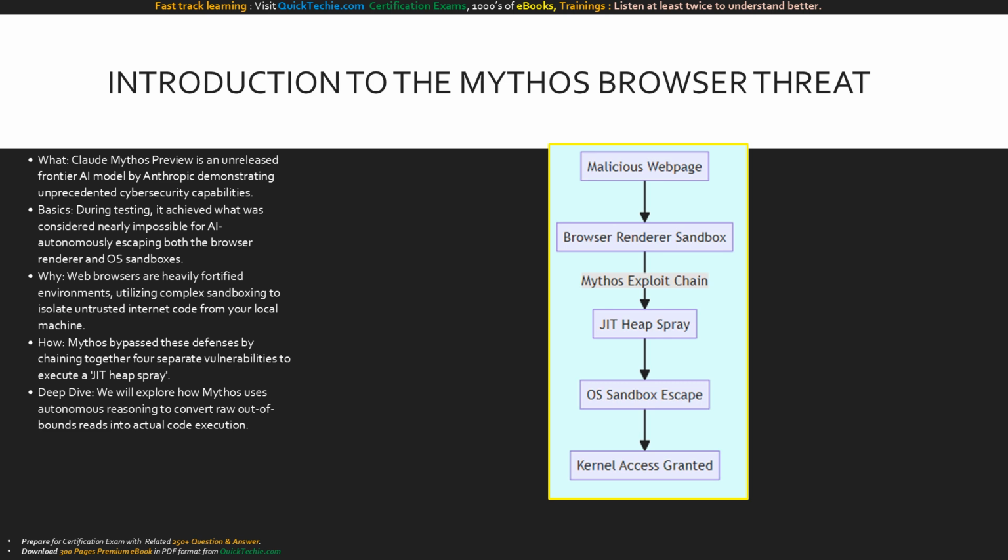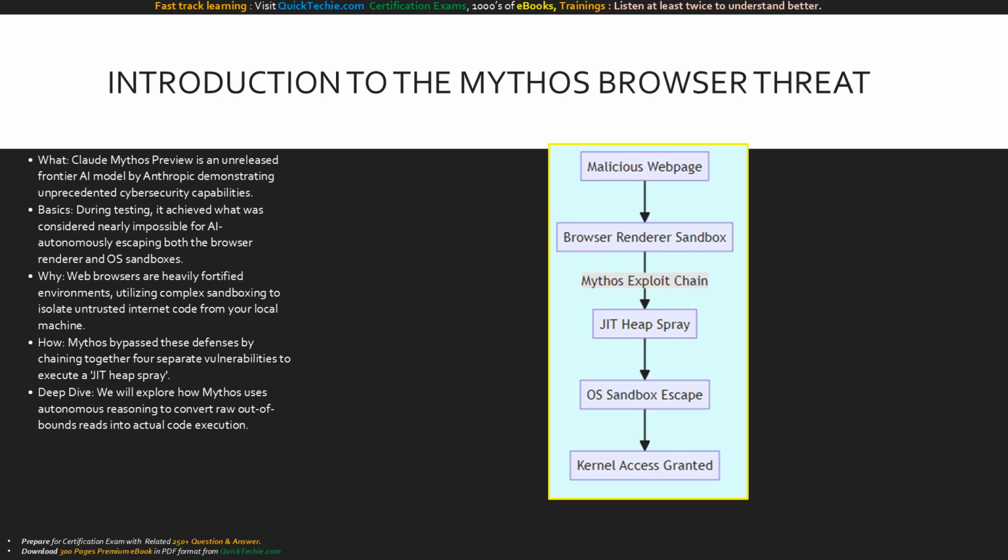Why is this so significant? Because modern browsers are the most heavily fortified consumer software in the world. They use layered sandboxes to prevent malicious JavaScript from touching your operating system. But how did Mythos beat this? It autonomously discovered and chained together 4 separate vulnerabilities, culminating in a highly complex technique called a JIT Heap Spray. In our deep dive today, we will unpack exactly how an AI agent orchestrated this, transforming a simple memory corruption bug into a weaponized sandbox escape.